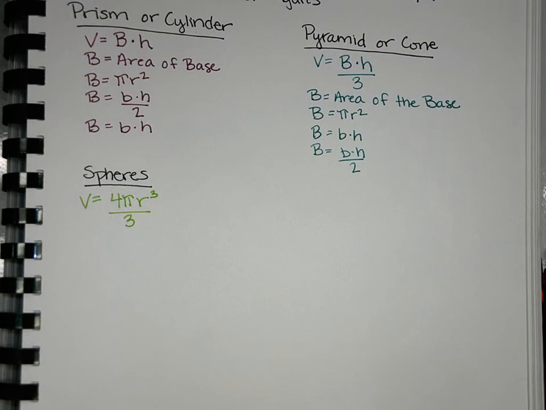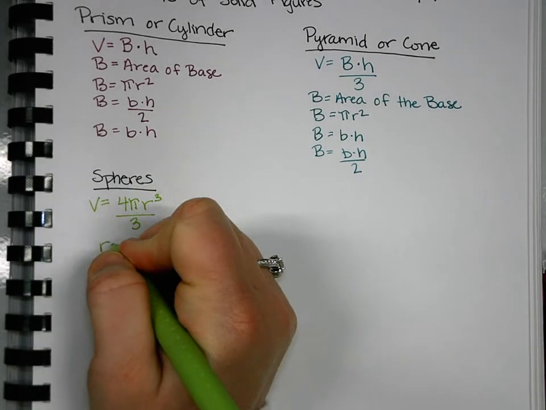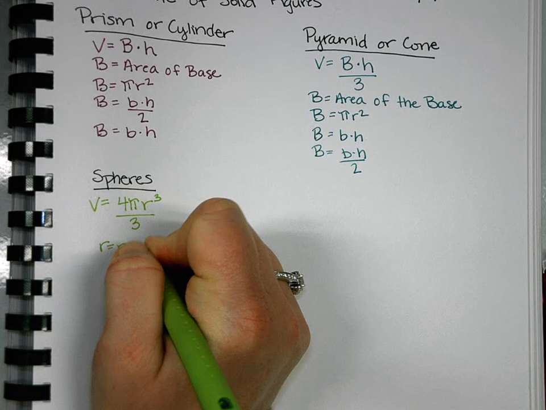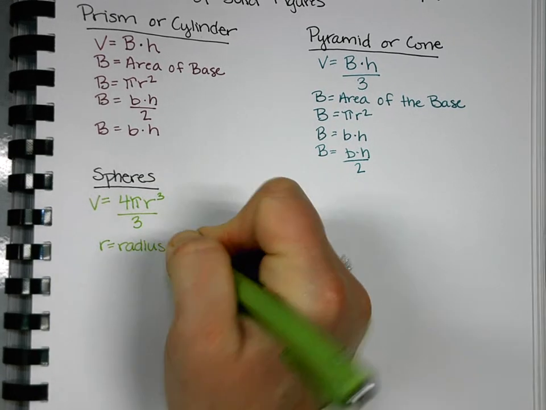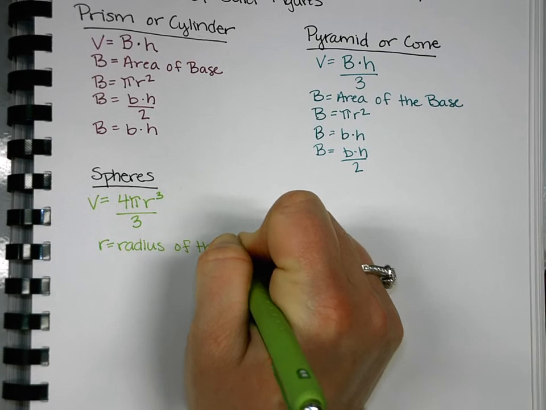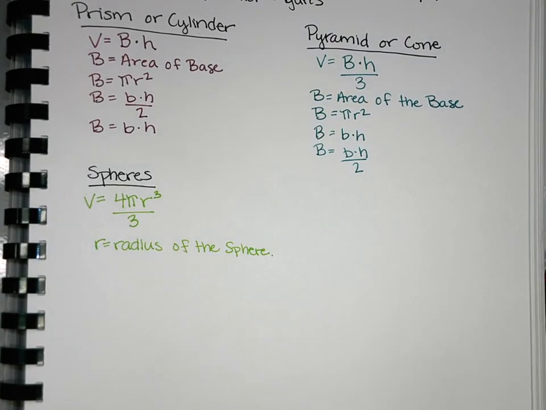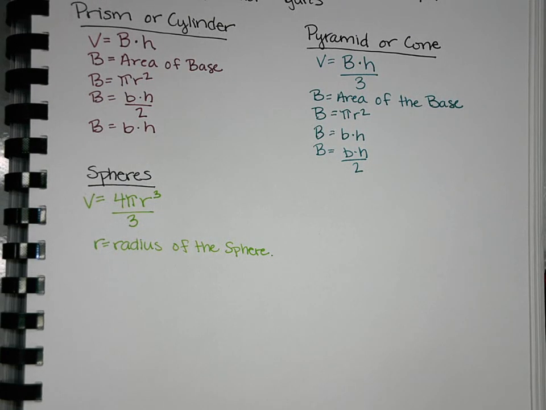So what's the only thing we have to know here to find the volume of a sphere? Radius. The radius. Everything else is a constant. So r is the radius of the sphere. Okay, any questions so far?